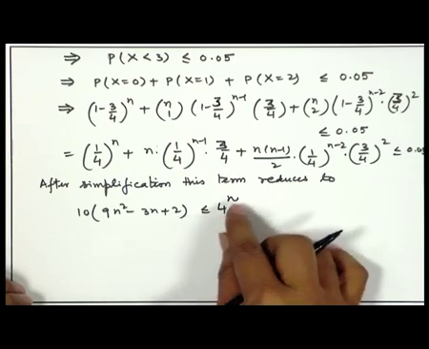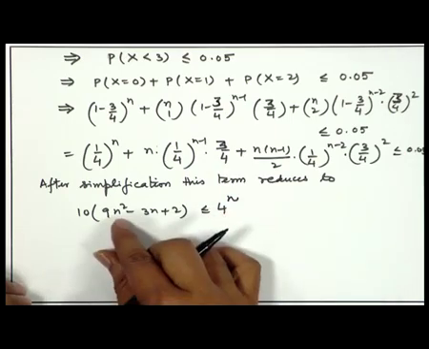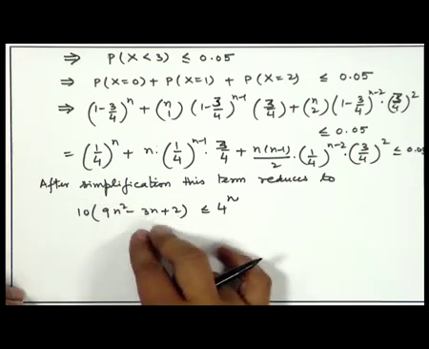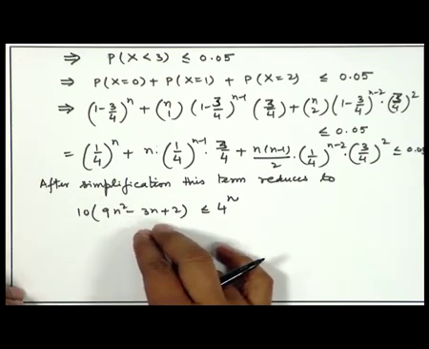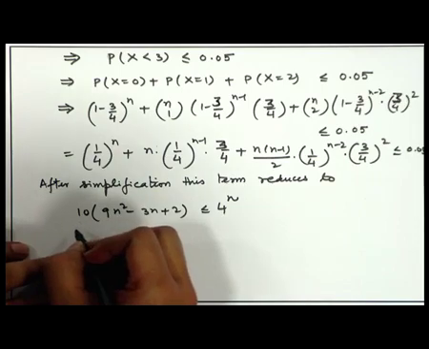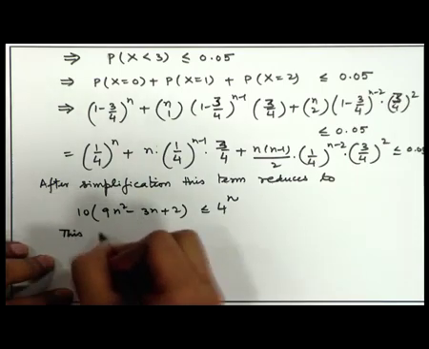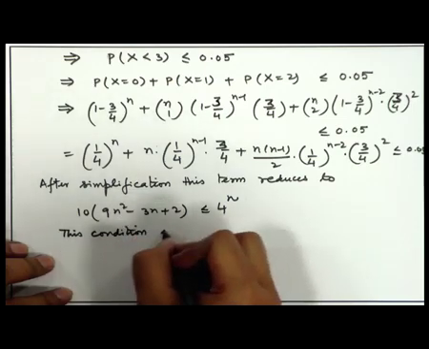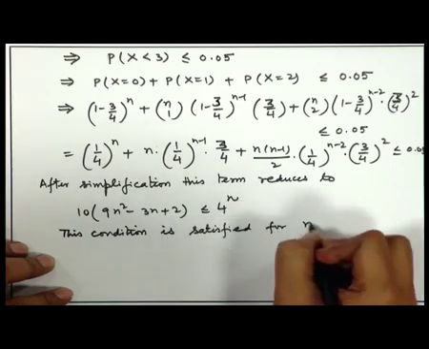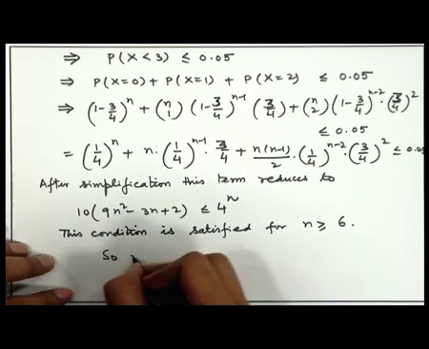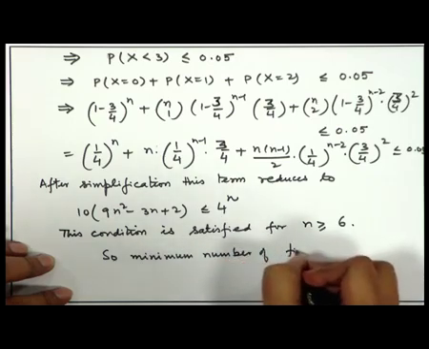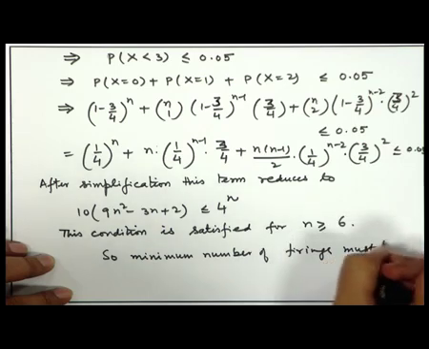For example, if I take n equal to 1, then the right hand side is 4 and the left hand side becomes 9 minus 3, that is 6, plus 2 is 8, 8 times 10 is 80. So, this condition is not satisfied. If I take n equal to 2, 3, 4, 5, the condition is not satisfied. The condition is satisfied first for n equal to 6. This condition is satisfied for n greater than or equal to 6. So, the minimum number of firings must be 6.